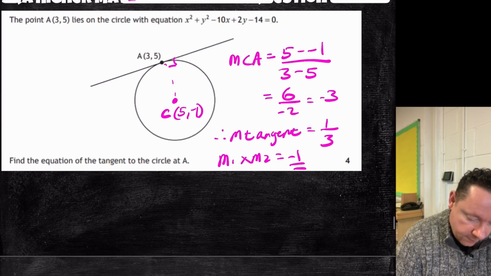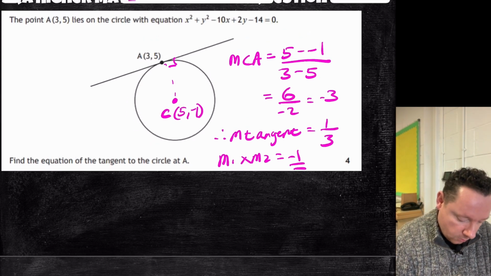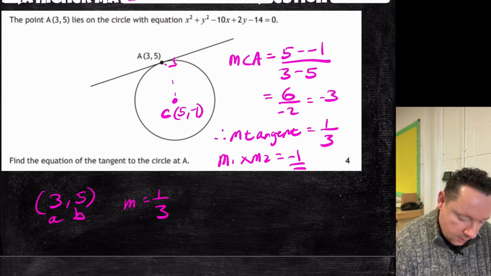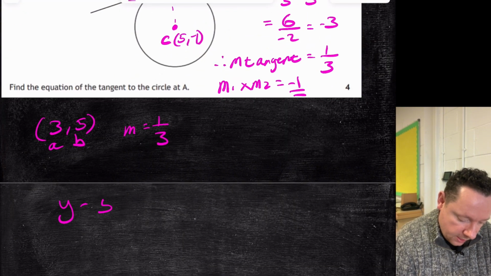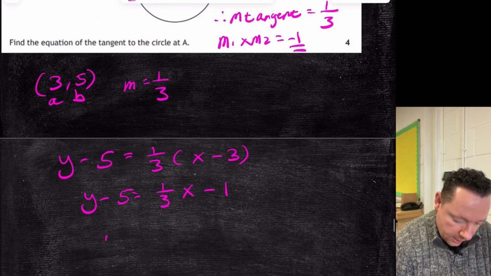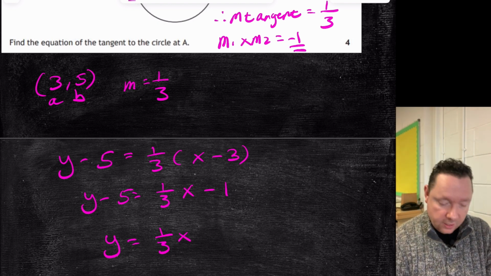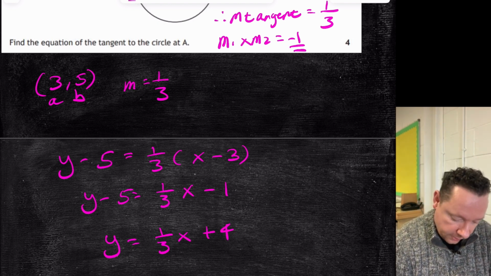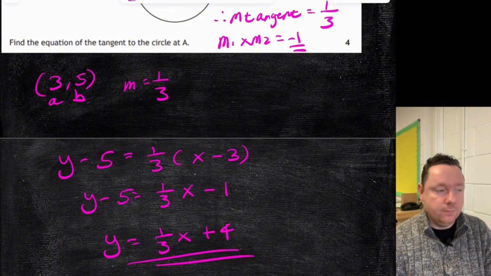So now we use y - b = m(x - a). So our point is (3, 5). That's our a and our b. And our gradient is equal to 1/3. So y - 5 = 1/3(x - 3). So y - 5 = 1/3 x - 1, or y = 1/3 x - 1 + 5, which is 4. So y = 1/3 x + 4, and we're done there.